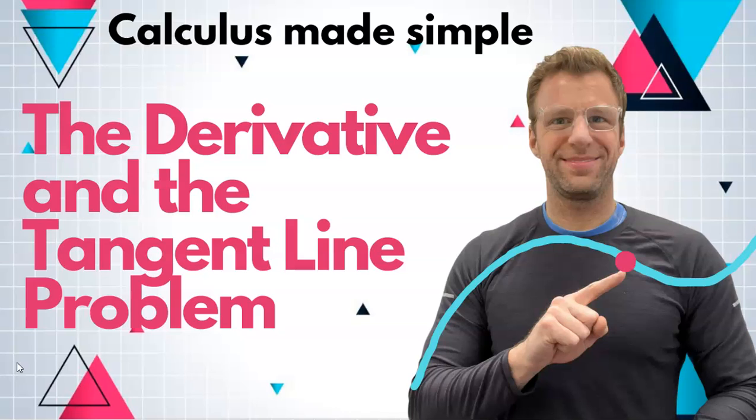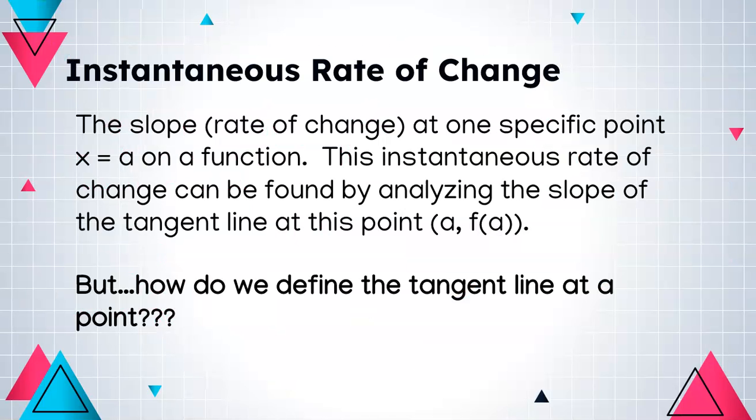In this video, we're going to talk about the derivative and the tangent line problem, one of the beginnings of calculus. All right, so let's talk about what's called instantaneous rate of change. The slope, rate of change, at one specific point, x equals a on a function. That is what instantaneous rate of change is.